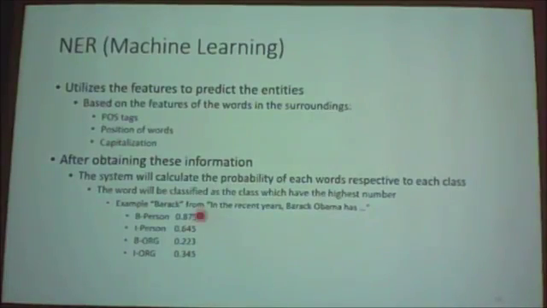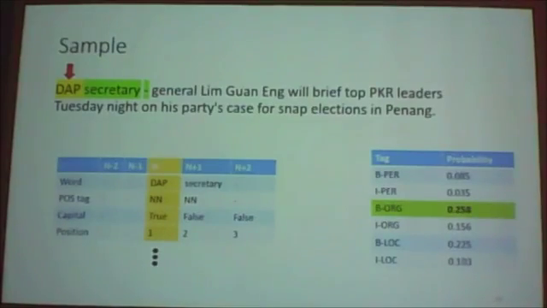So, for example, in recent years, Barack Obama has... For this entity, it calculates the probability, the score, and the highest score will decide how it is tagged. Barack will be tagged as the beginning of the person entity. This probability calculation is just one of the methods, right? Not all methods work the same way, but this is the common one.